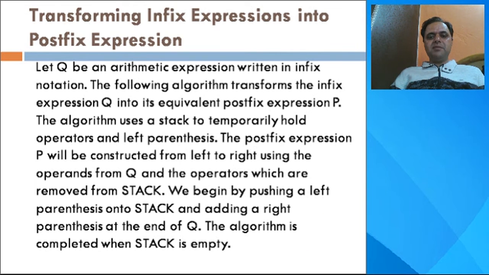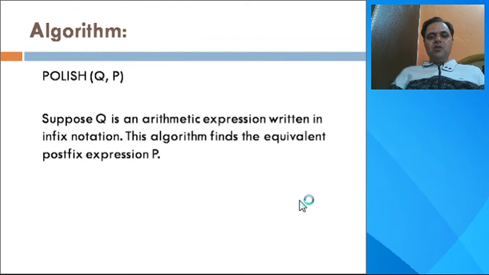So what are the steps of the algorithm? We will discuss. The name of the algorithm is Polish. Q is an infix expression and its equivalent P is the postfix expression. Suppose Q is an arithmetic expression written in infix notation. This algorithm finds the equivalent postfix expression P. So this algorithm will convert this infix expression Q into its equivalent postfix expression P.